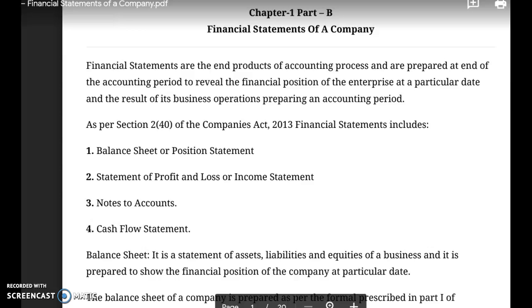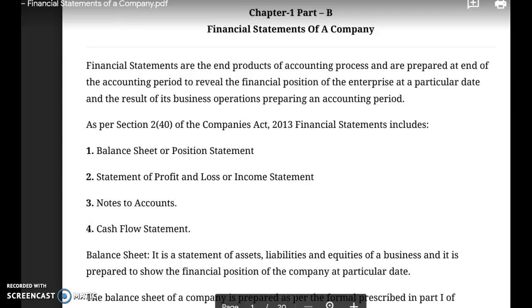Now, as per the Companies Act 2013, Section 2, subsection 40 defines what financial statements include. Practically, as per the Act, it includes 4 important statements. First, the balance sheet or position statement. Second, the statement of profit and loss or income statement. Third, notes to accounts. Basically, notes to accounts means the details relating to the important information which is given in these statements. And finally, the cash flow statement.